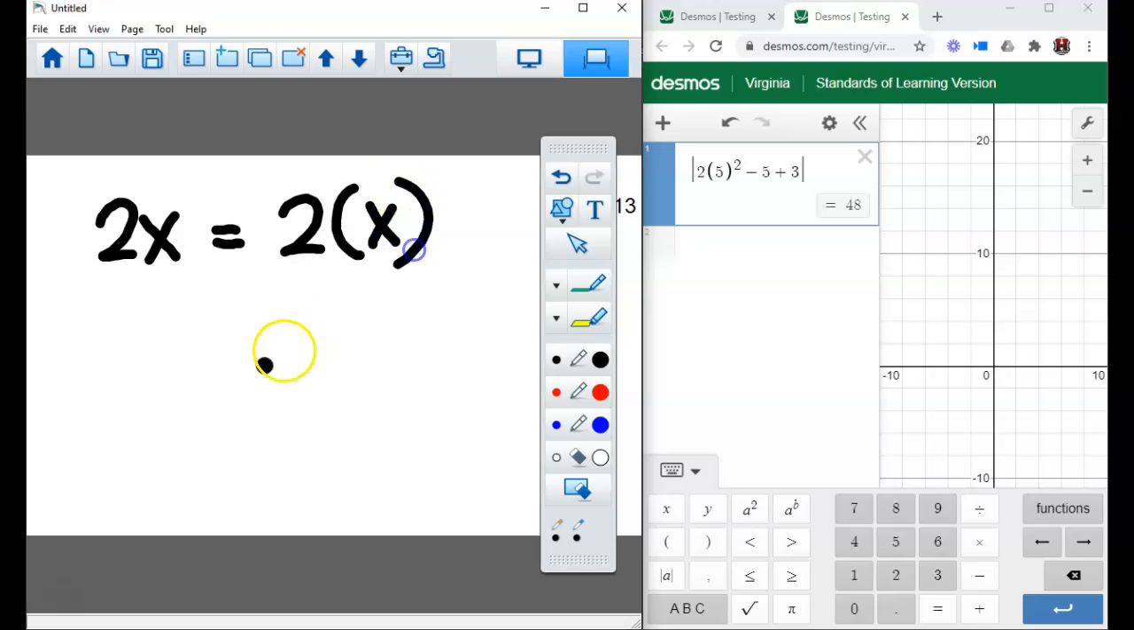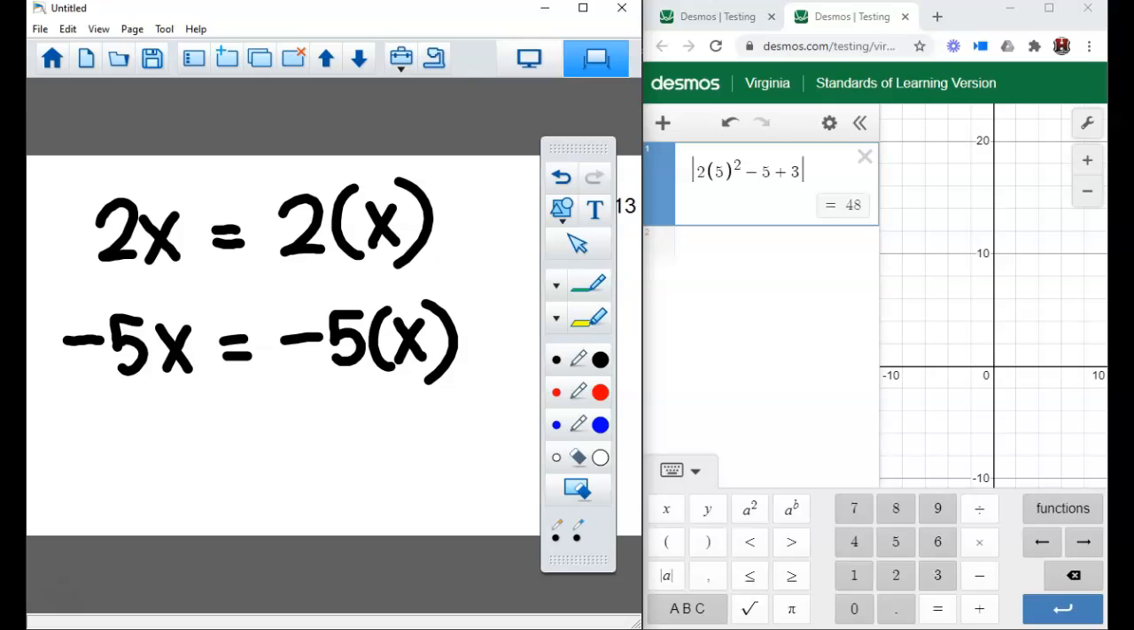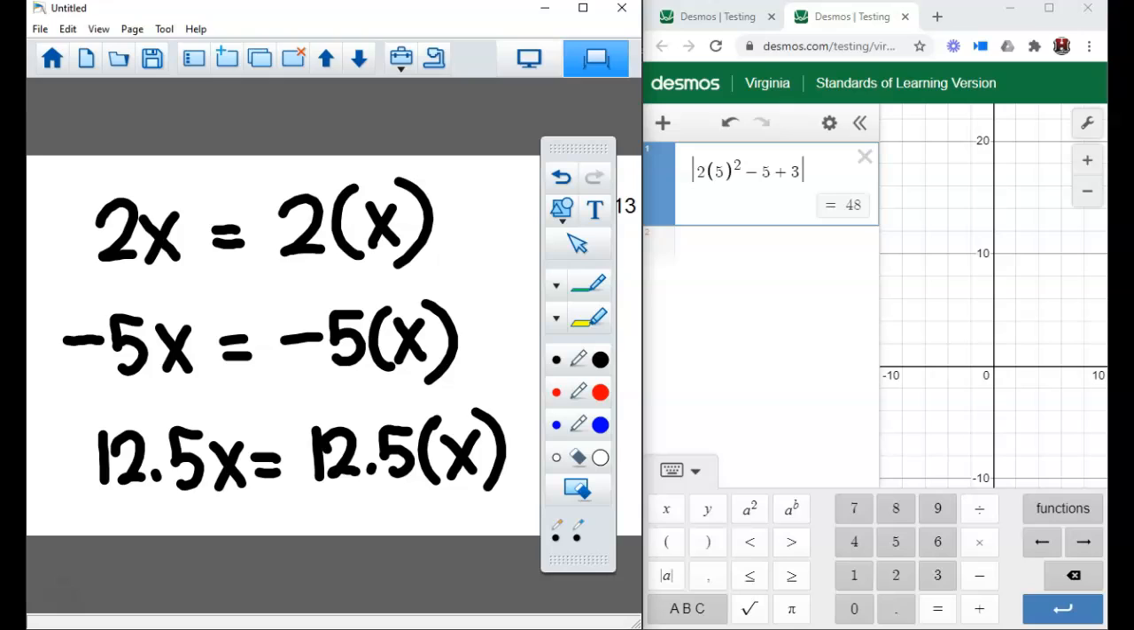And then any x's that are multiplied by numbers are going to need to be wrapped in parentheses as well. So if there's a number in front of that x, it's going to need to be wrapped in parentheses. So if you don't see an exponent, you don't see a number in front of the x, then you don't have to worry about adding parentheses. But then when you come over here to your Desmos calculator and start typing in, make sure you add those parentheses.